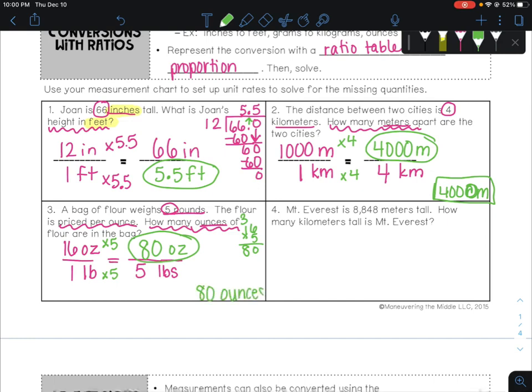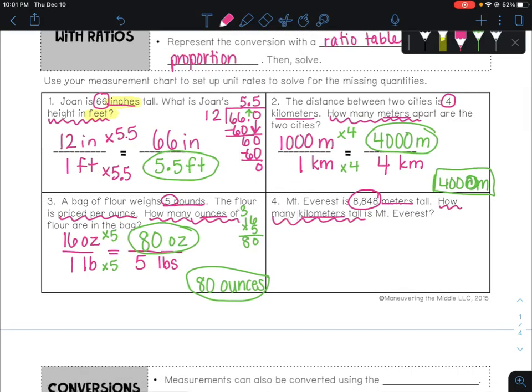If you want to write that out in full, that's how you would spell ounces. And for this last one here on the first page, Mount Everest is 8,848 meters tall. So I see meters. How many kilometers tall is Mount Everest? So we've got to figure out meters to kilometers.